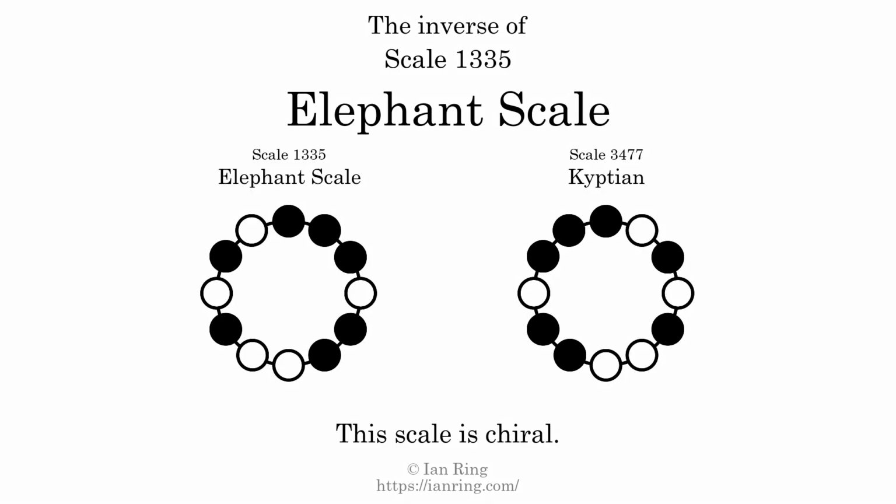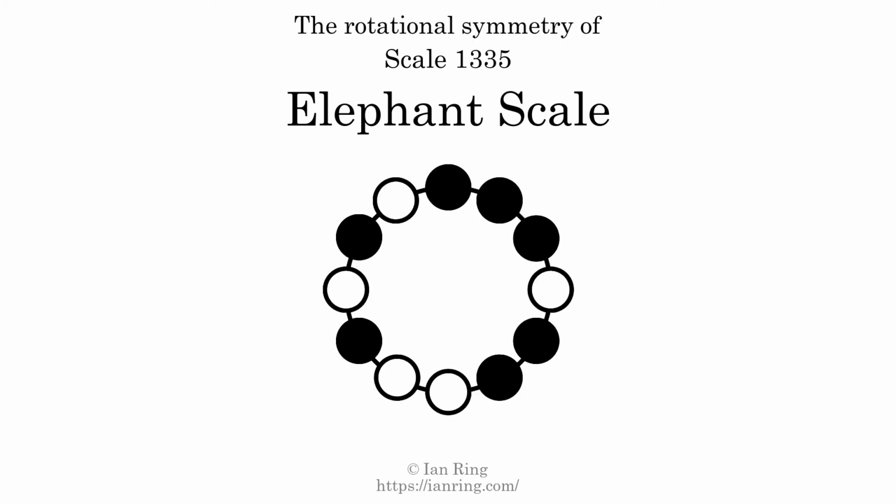The inverse of a scale is a mirror image. It is what you get when the sequence of intervals is reversed. The inverse of this scale is scale 3477, also known as Coherence. This scale is chiral. It cannot transform into its inverse by rotational transformation. This scale has no rotational symmetry.